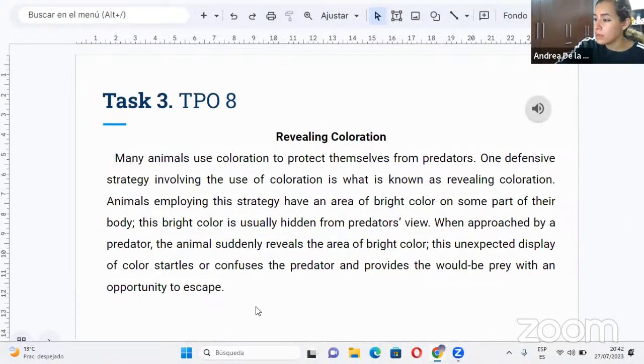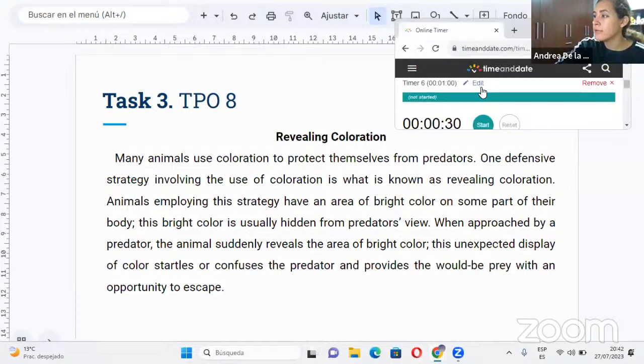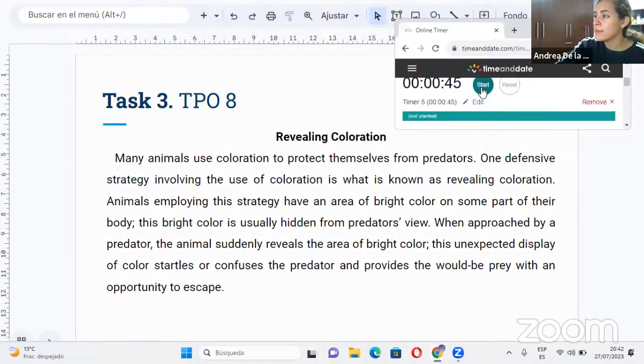Okay, this is going to be the one. Again, you will have 45 seconds to read the text.